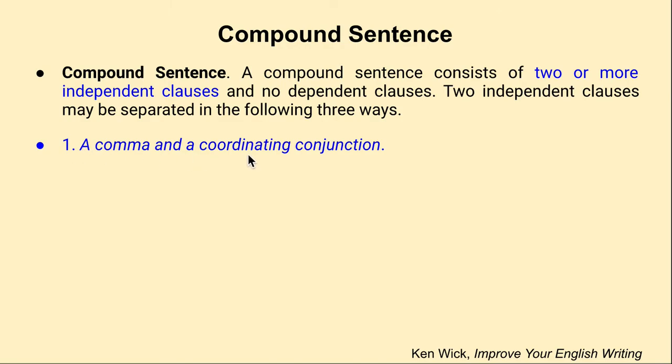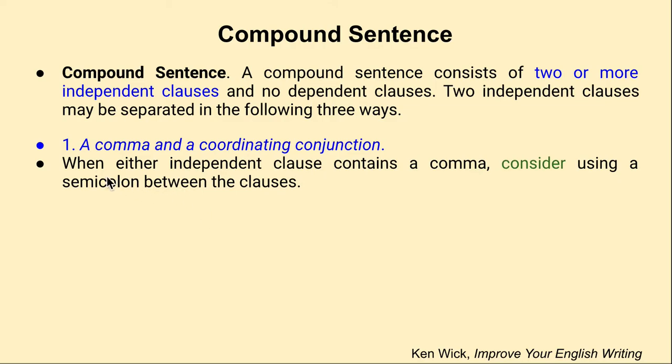You can use a comma and a coordinating conjunction between the 2 independent clauses. And when either independent clause contains a comma, consider, not always, consider using a semicolon between the clauses. See how I'm giving almost the grammar and the punctuation to form a pattern. You use a comma with a coordinating conjunction, but if you start to have too many commas, use a semicolon. And see rule 10 and 20. Now I know I haven't made those videos, but they are in my book. I will get down to these rules.